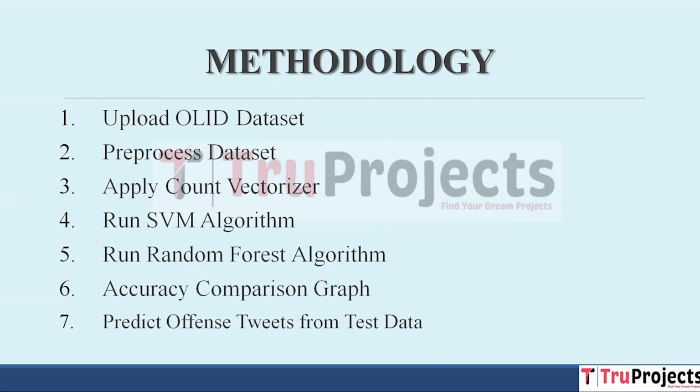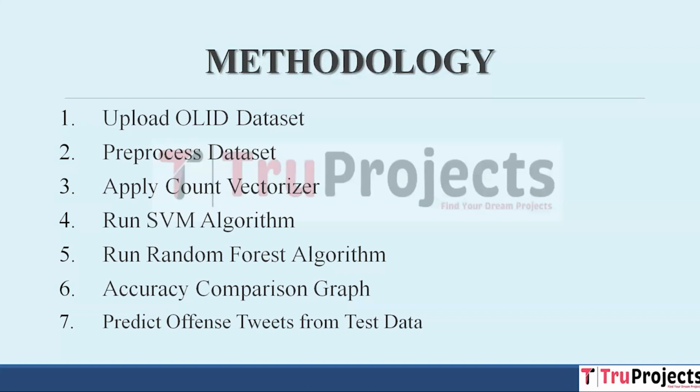Sixth module is Accuracy Comparison Graph. After training and evaluating both SVM, support vector machine, and random forest models, we can create a graph that visually represents the accuracy on the test data. This comparison helps us understand which algorithm performs better for the given task.